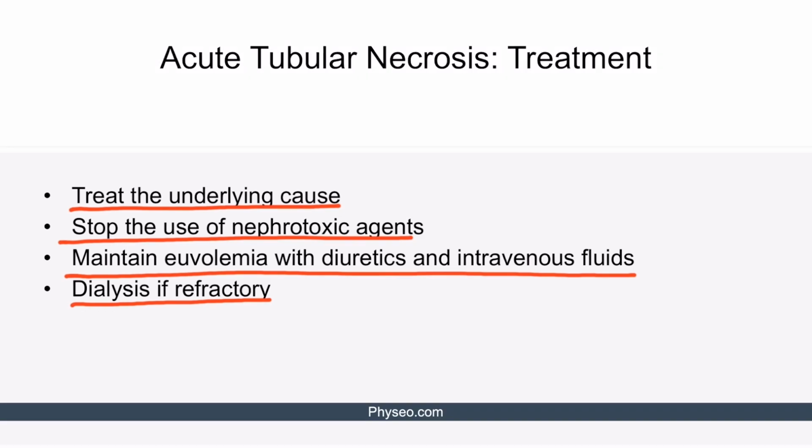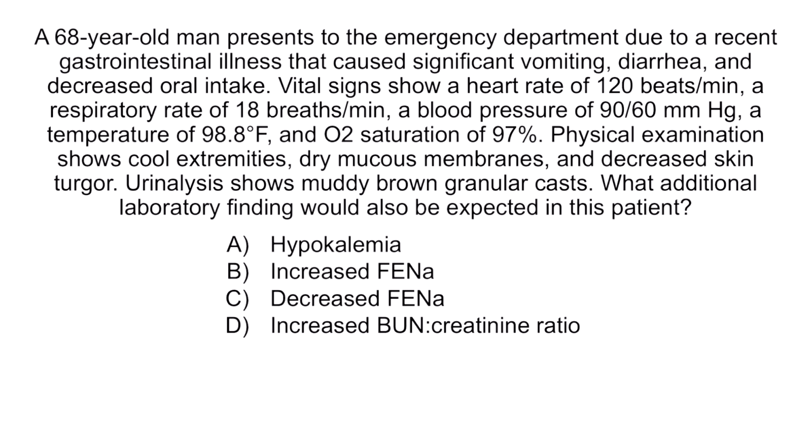Now let's do a final review question. A 68-year-old man presents to the emergency department due to a recent gastrointestinal illness that caused significant vomiting, diarrhea, and decreased oral intake. Vital signs show a heart rate of 120 beats per minute, a respiratory rate of 18, blood pressure of 90/60, a temperature of 98.8 degrees Fahrenheit, and O2 saturation of 97%. Physical exam shows cool extremities, dry mucous membranes, and decreased skin turgor. Urinalysis shows muddy brown granular casts. What additional laboratory finding would also be expected in this patient?